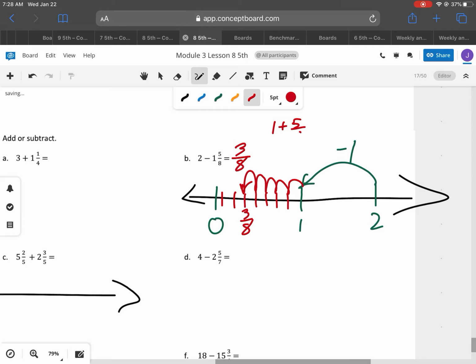Again, we can check it because it's a subtraction problem. 1 plus 5/8 plus 3/8. These two will give me 8/8. So it's 1 plus 1 equals 2.